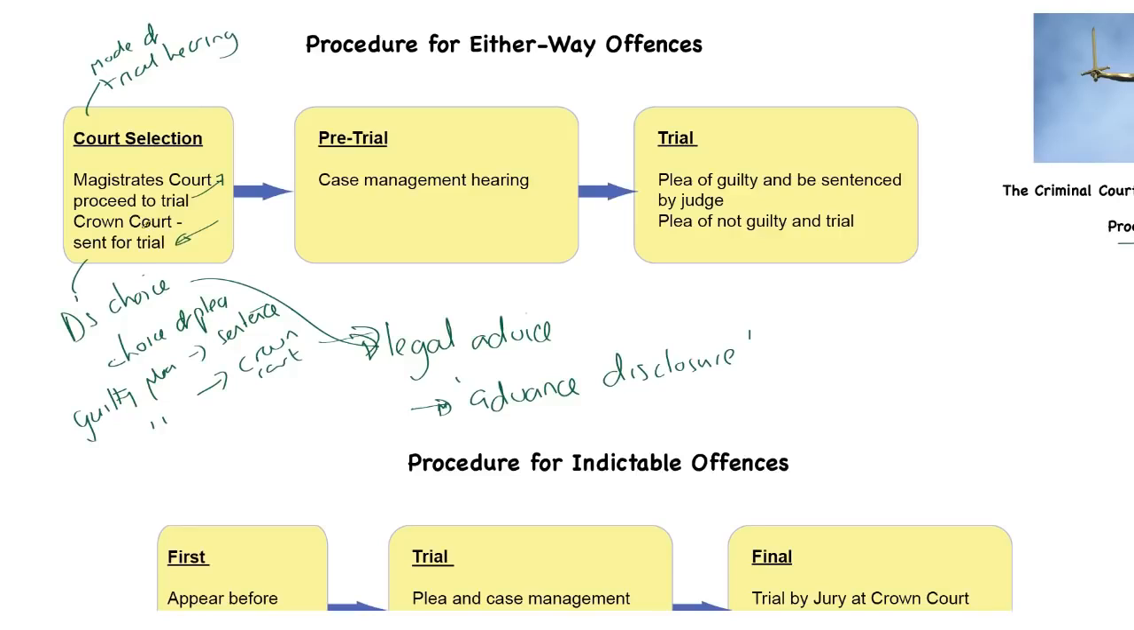Then we end up in trial, and this is, of course, if it's going to be magistrates or Crown Court. Generally, if it's the magistrates' court and the magistrates decide that they are going to hear this case and the defendant agrees, they will generally proceed straight to trial. The Crown Court will be sent for trial.